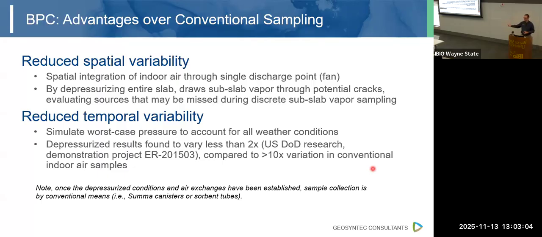If you think back to the slide several slides ago where indoor air concentrations vary by over 1,000 times, when we do this repeatedly, we typically see about a 2 times variation with the building pressure control. The other nice thing is you're collecting those indoor air samples the same way that you'd be collecting a conventional indoor air sample, with Summa canisters for volatile organic compounds, maybe sorbent tubes. But it means that the sample collection and then the analysis and interpretation is basically the same as conventional sampling.